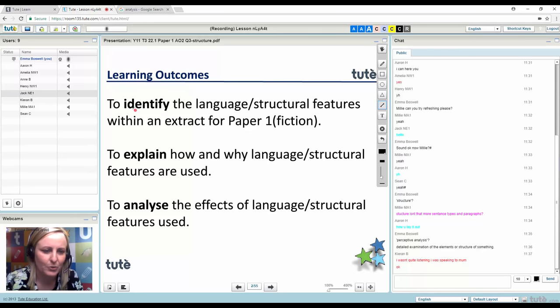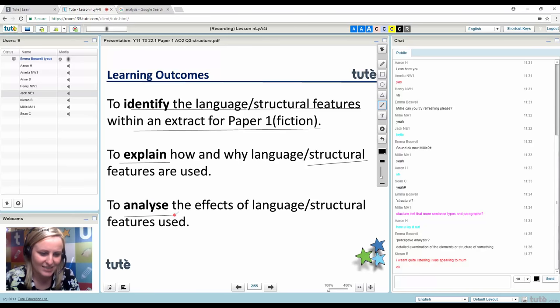The first thing we're going to do is identify different language and structural features within an extract for paper 1. So we're going to look at a key extract, which would be a typical sort of text that would come up in the exam. We're then going to look at explaining how and why language and structural features are used, so particularly today focusing on those structural features. So it's one thing to identify them, but to explain them is getting up to a higher level.